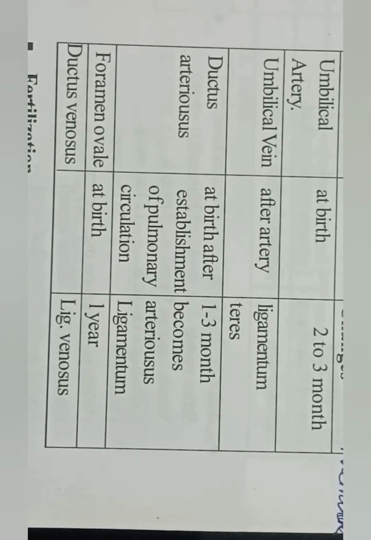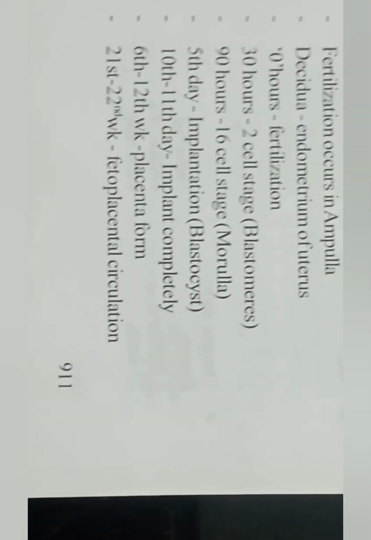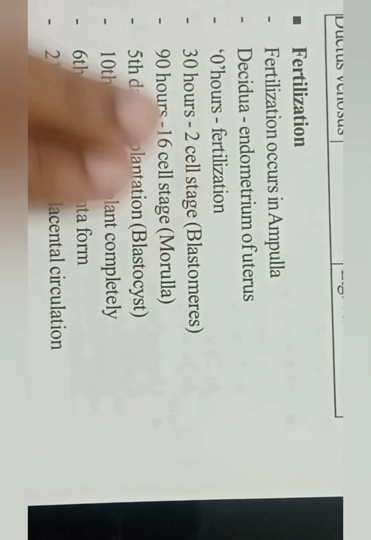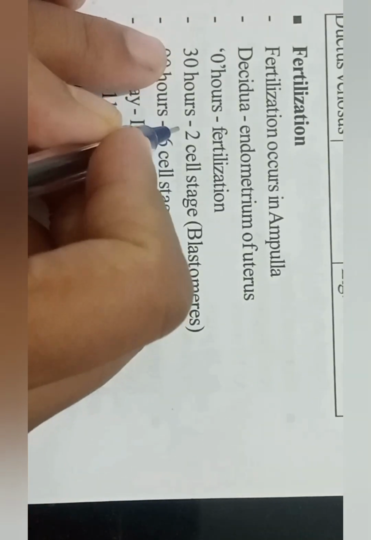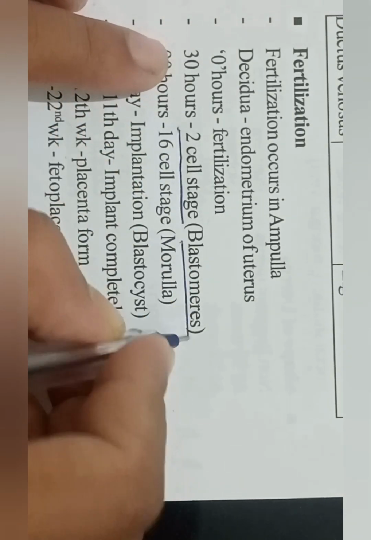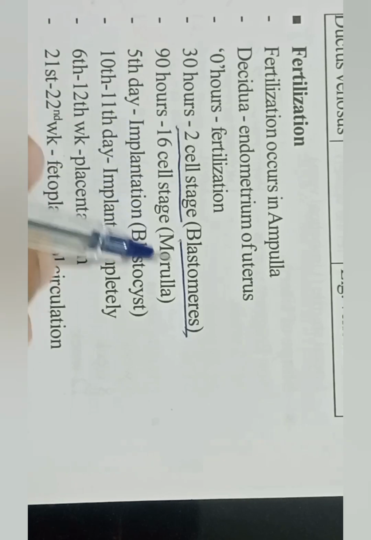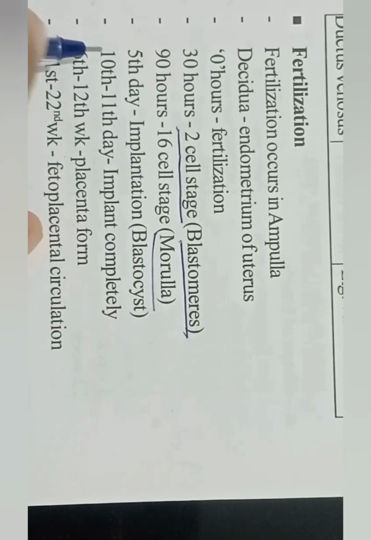Then we go to fertilization. Fertilization occurs in the ampulla; decidua is the endometrium of the uterus. At 0 hours fertilization, at 30 hours it comes to the 2 cell stage. It is called blastomeres. Then at 90 hours, 16 cell stage, it is called morula.